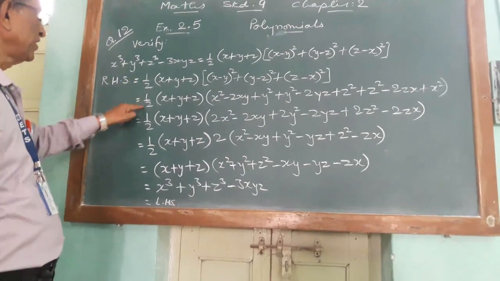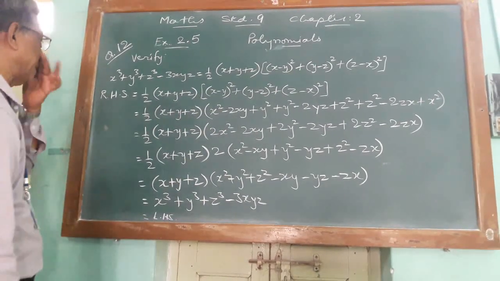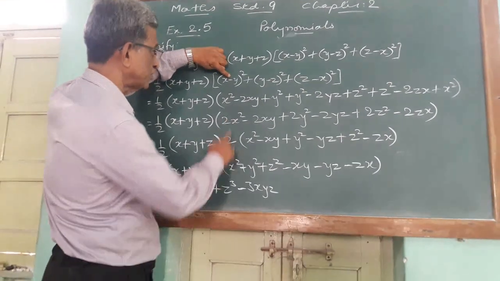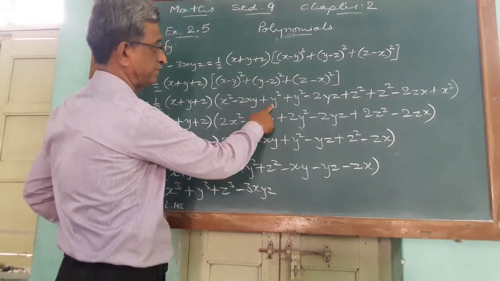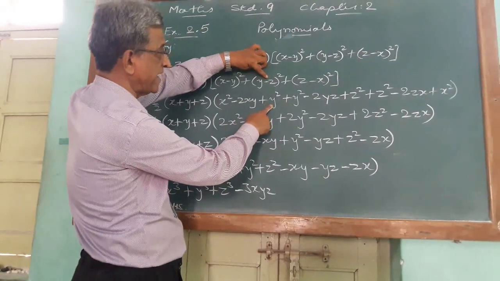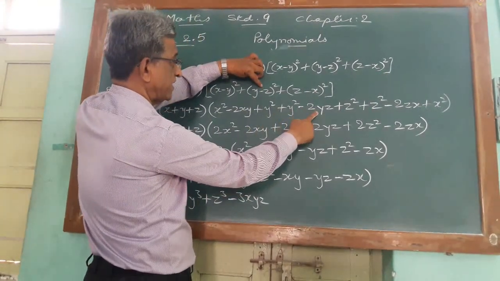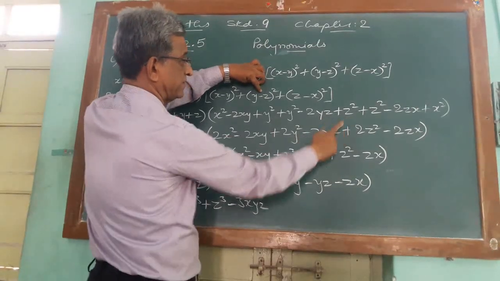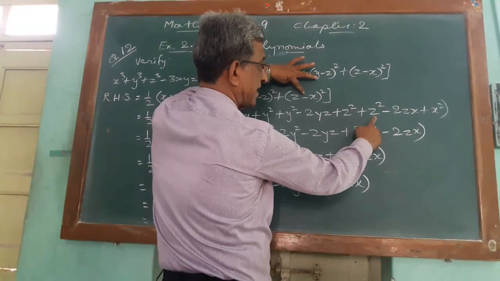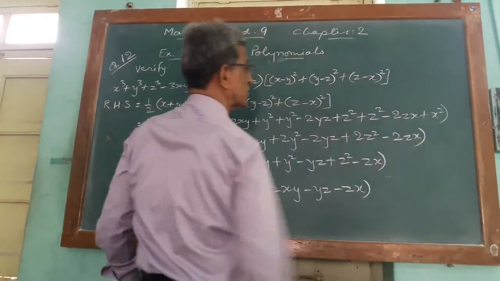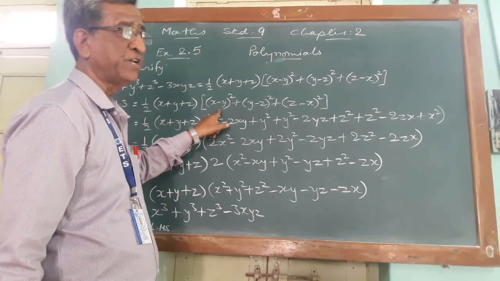So this remains as it is. Now simplify this using the formula a minus b whole square. So instead of x minus y whole square, you can write x square minus 2xy plus y square. Instead of y minus z whole square, you can write y square minus 2yz plus z square. And instead of z minus x whole square, you can write z square minus 2zx plus x square. So we have expanded this using the formula.